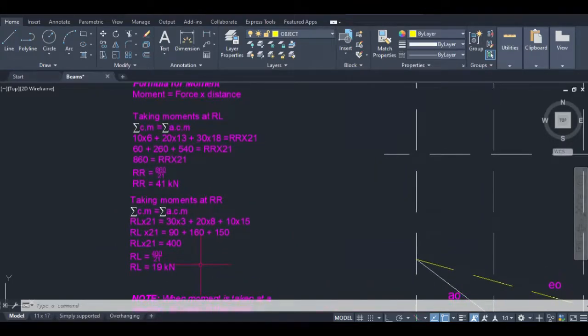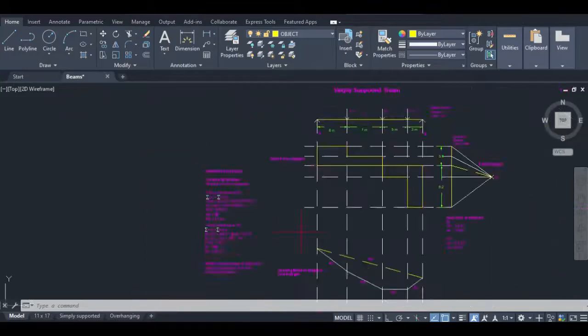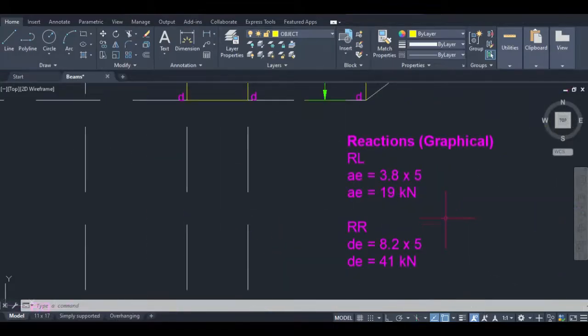And there you have it. So the left reaction from our calculation was 19, and that's what we got when we did the graphical method. So that is correct. Excellent.